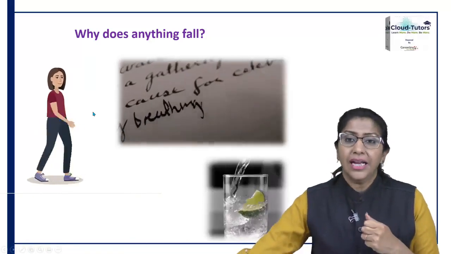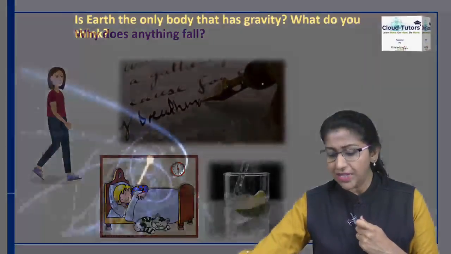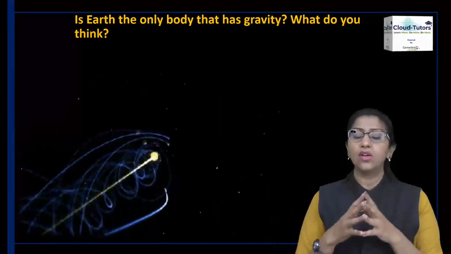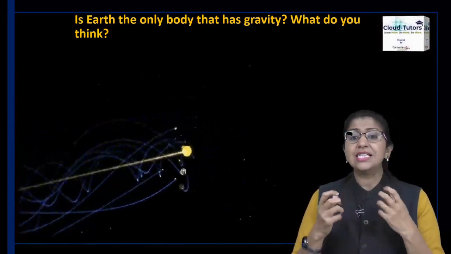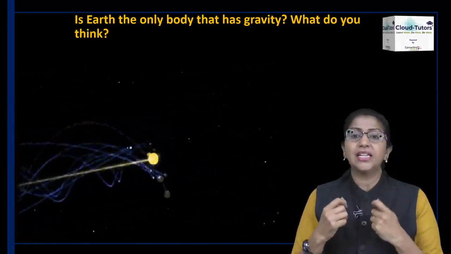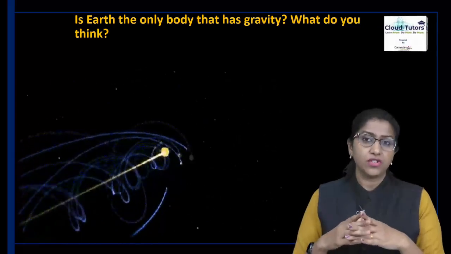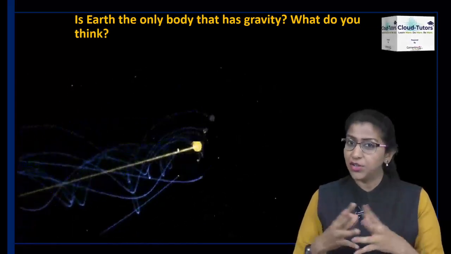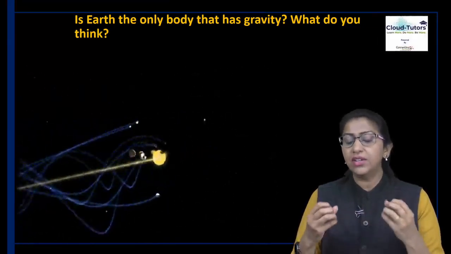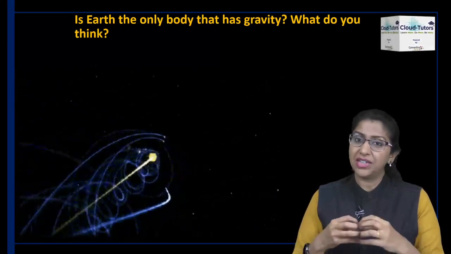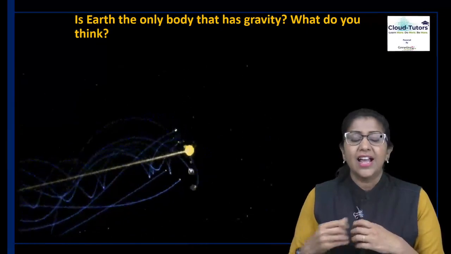So in this particular chapter, to begin with, we have something called Kepler's laws of planetary motion. To come to think of it, is Earth the only body that has gravity? What do you think? This is a very important question to ask ourselves and to your teachers as well. So when you think about it, is Earth the only body that has gravity? The answer to this question is absolutely not.